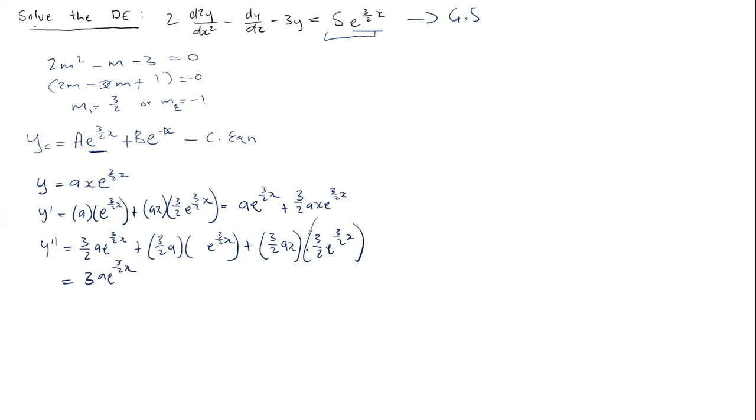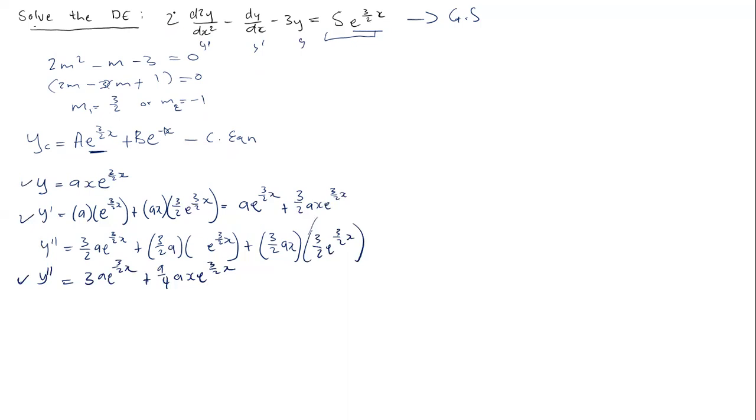And then this one, when I multiply them together, I'm going to have 9 over 4, right? So that means I'm going to have 9 over 4 a x e to the power of 3 over 2x. This will be my second derivative, right? So I have my first derivative, I have my second derivative, and I have my y, which I'm going to have to substitute onto this equation. Second derivative, first derivative, and my y over there, I'm going to have to substitute.